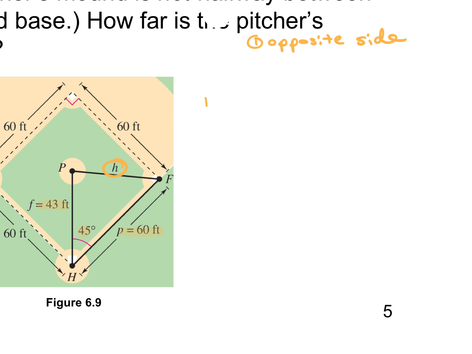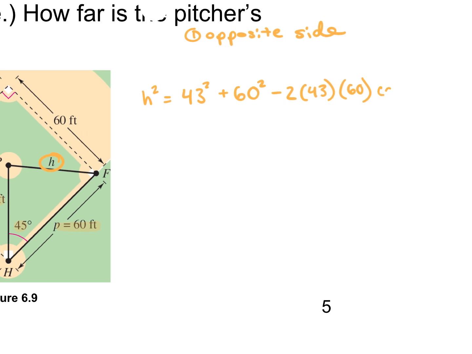So we're going to use our formula. H squared is equal to 43 squared plus 60 squared, minus 2 times 43 times 60 times cosine of 45. So we're going to put this into our calculator. So you should get 1,800.329. It keeps going, but we're not done yet, so we're going to leave our answer in our calculator.